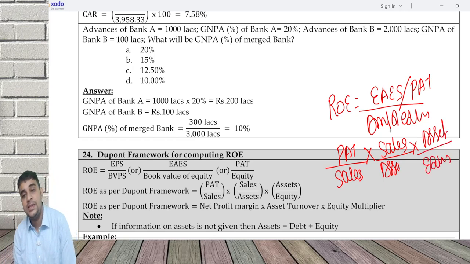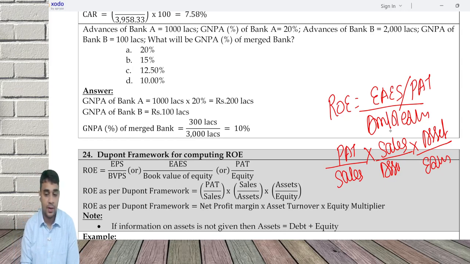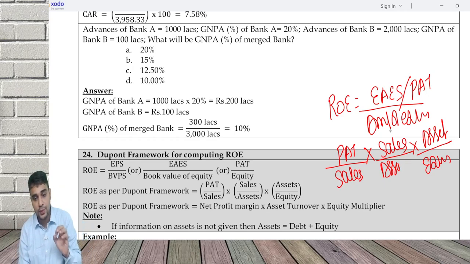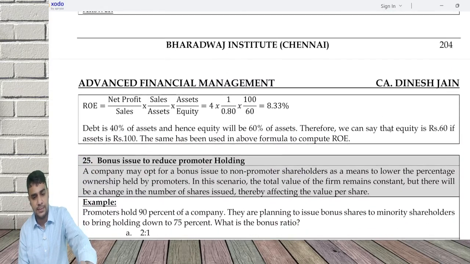So PAT by sales is called net profit margin. Sales by asset is called asset turnover. And asset by equity is called equity multiplier. When you multiply all the three, you will get return on equity. There's an example which you can see later.